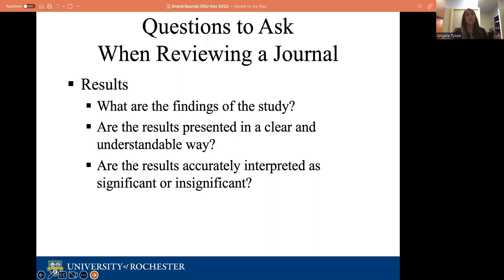And then your results. What are your findings of the study? Are they presented in a very clear and understandable way? And are those results adequately and accurately interpreting what is significant or maybe insignificant?